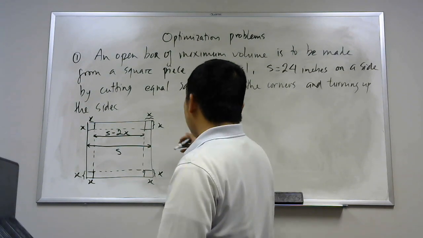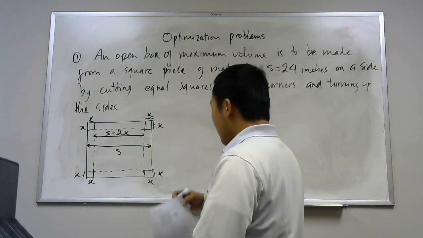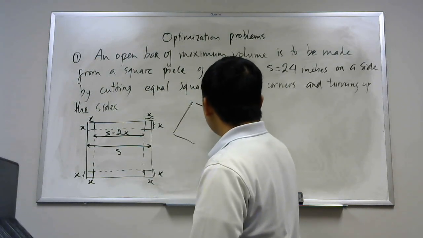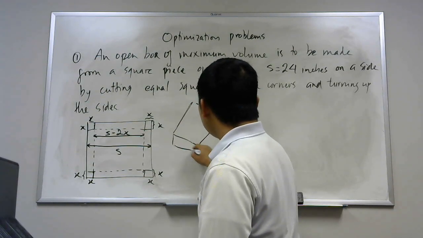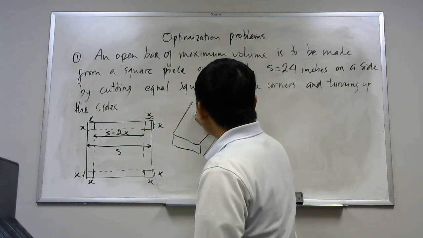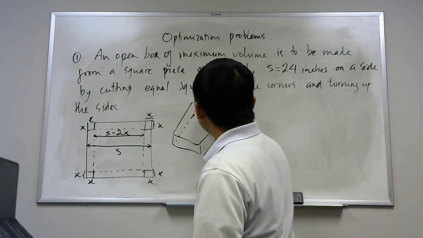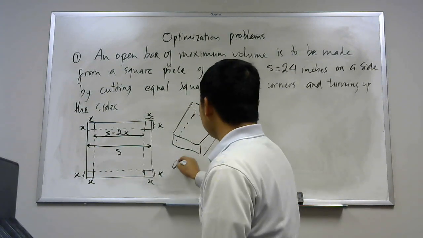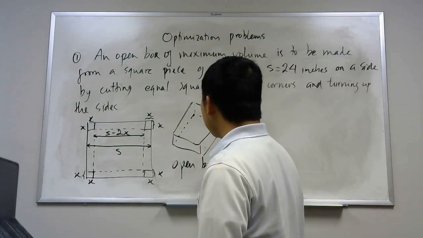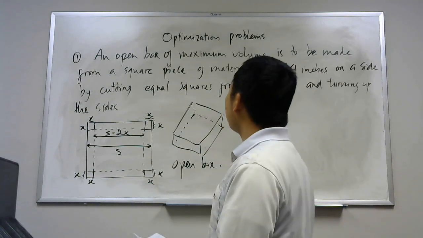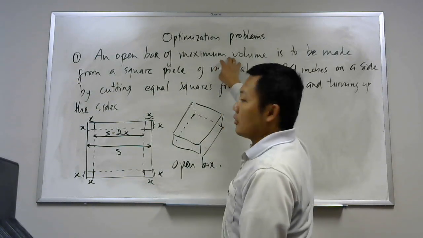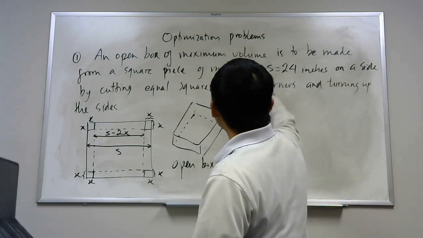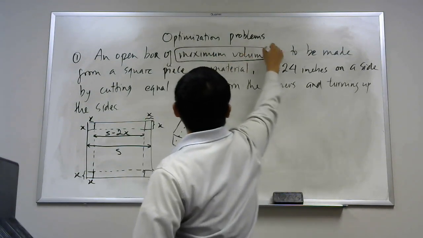So the box looks like this, you can imagine about it. This is the box. And the box is open. This is an open box. So our problem is to find the maximum volume among boxes. We need to find maximum volumes among boxes.